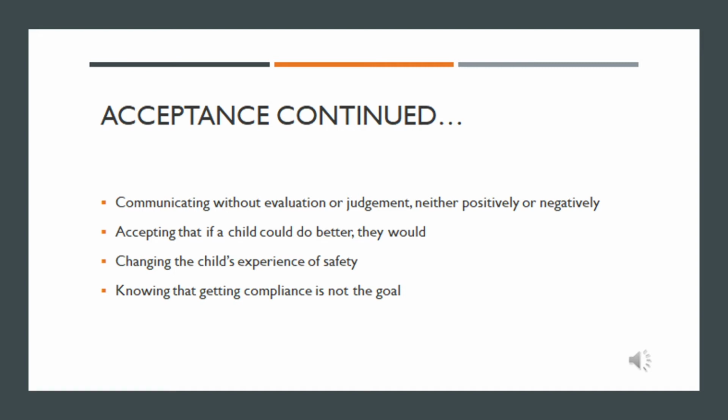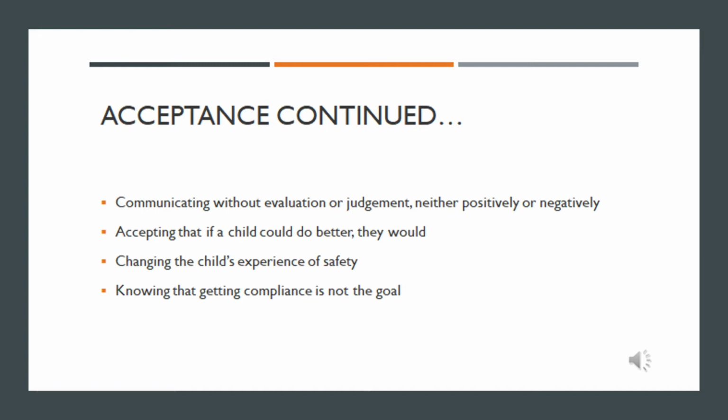When we tell them something bad is good, this is confusing. When we communicate in this way, we are actually saying that we should fear failure and that acceptance is conditional on doing a good job. It is also imperative that we accept a child's underlying experience and believe that if a child could do better, they would. With the DDP model, the goal is to change the child's experience of safety.